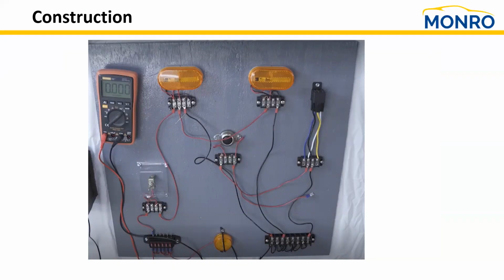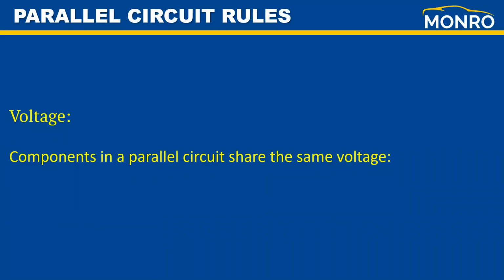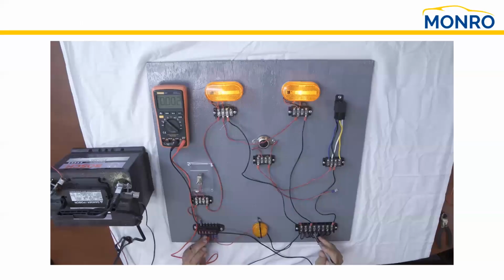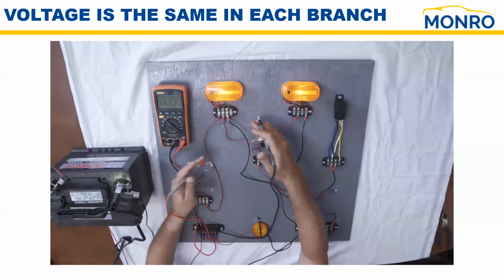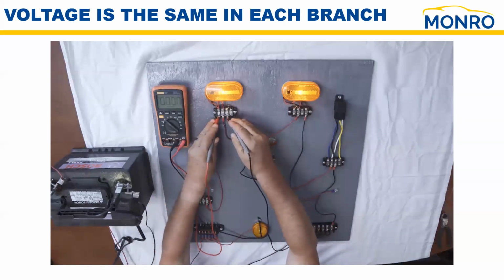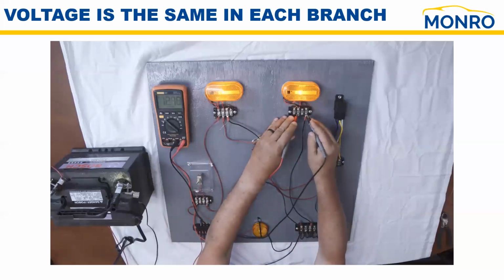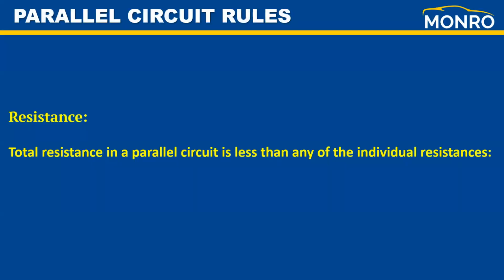Let's talk about the rules. In a parallel circuit, the voltage is the same in each branch, so they share the same common voltage. If I were to take a look at this particular circuit and measure the voltage coming in at the source, I'd see that I had 12.24 volts at the source. We measure across the first load, and once again, we've got that same voltage, that 12.2 volts. We move over to the second load, and once again, the voltage is the same in each branch, 12.2 volts.